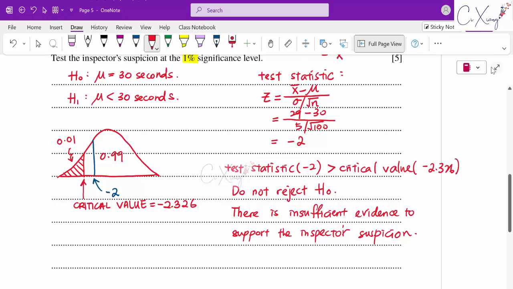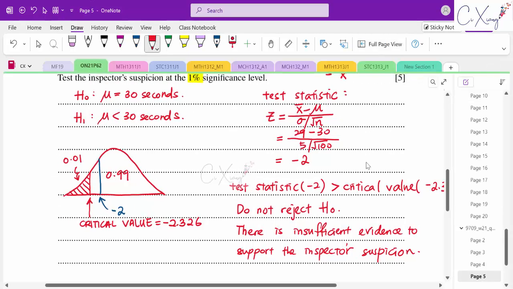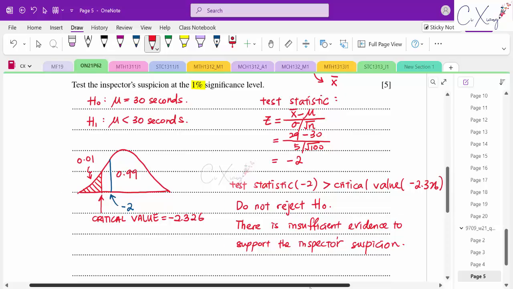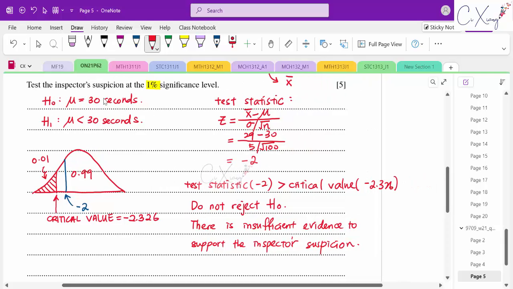So this is how we carry out the test. Please make sure that you don't miss out any particular step here. First step is setting out the null and alternative hypothesis. Second step, try to find the critical value. Next one will be the test statistic. After that, compare the critical value and test statistic. Finally is the conclusion. Okay, this is what you have for part B.